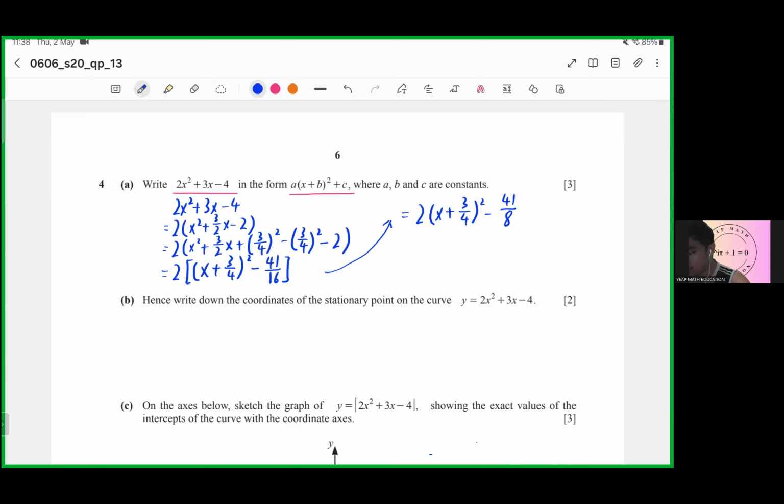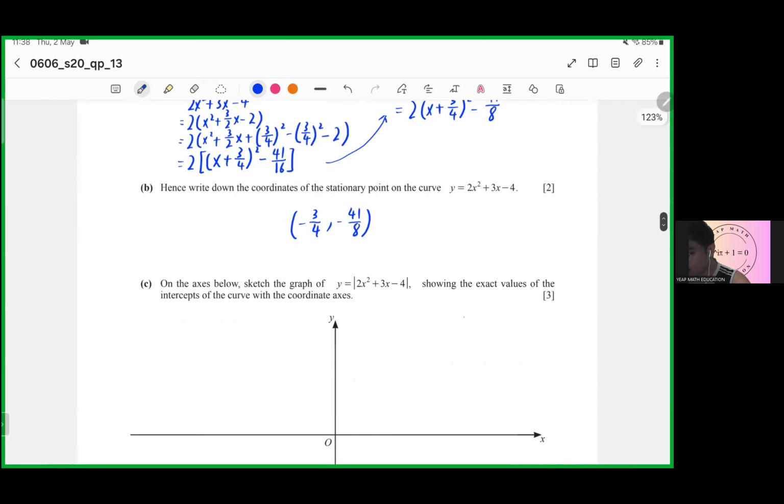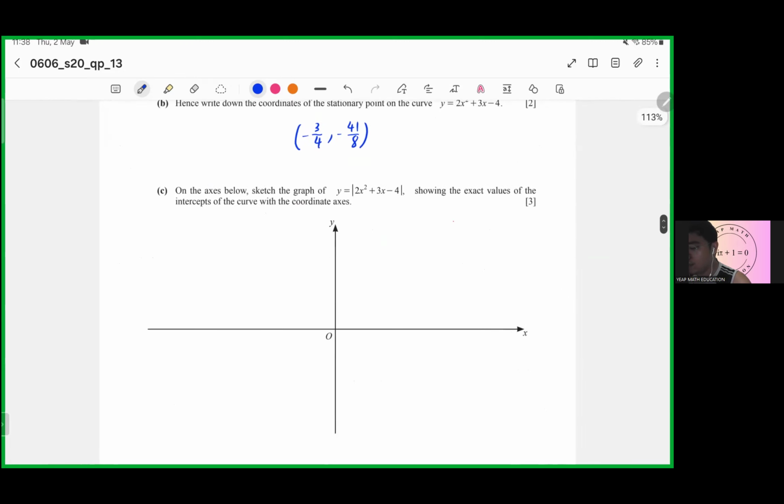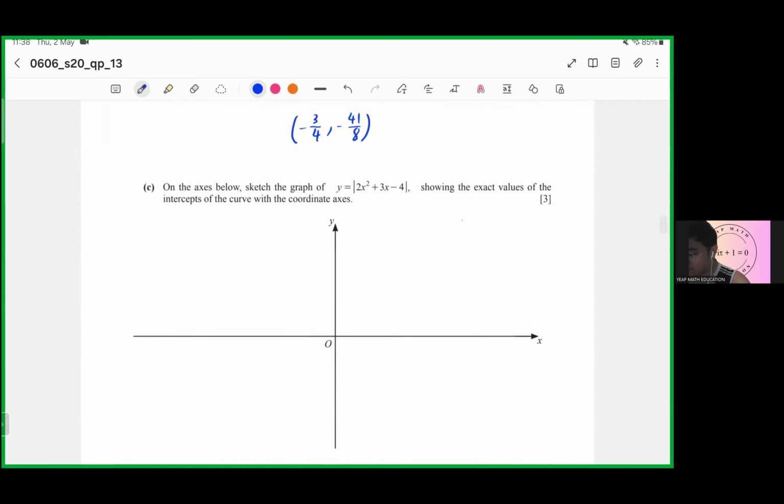Now we look at the next part. Hence, write down the coordinates of the stationary point on the curve for this. So we already have this information. We just write negative 3 over 4, negative 41 over 8. On the axis below, sketch the graph of y equals 2x squared plus 3x minus 4 in modulus form. Show the exact value of the intercepts of the curve with the coordinate axes.